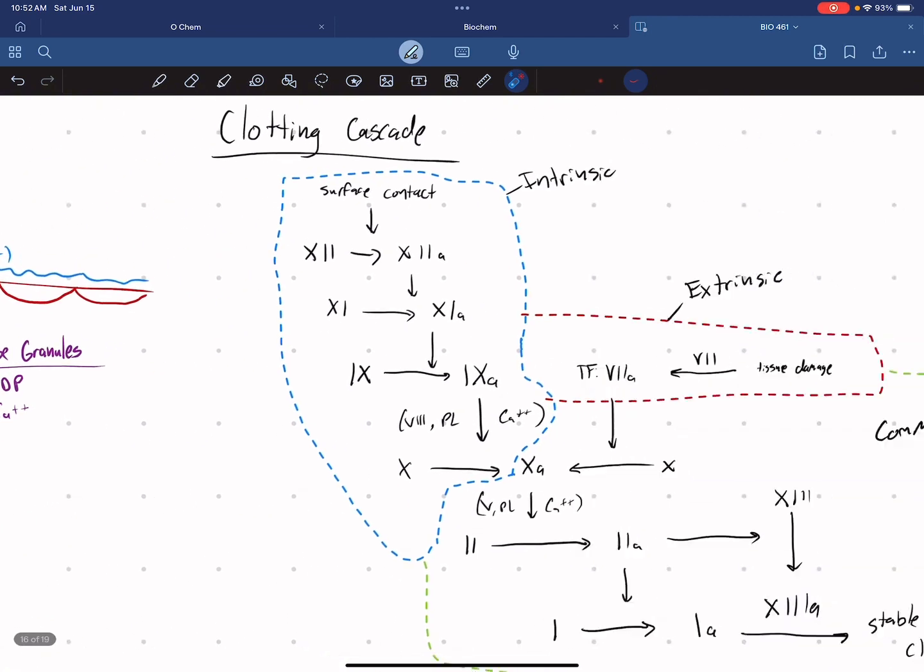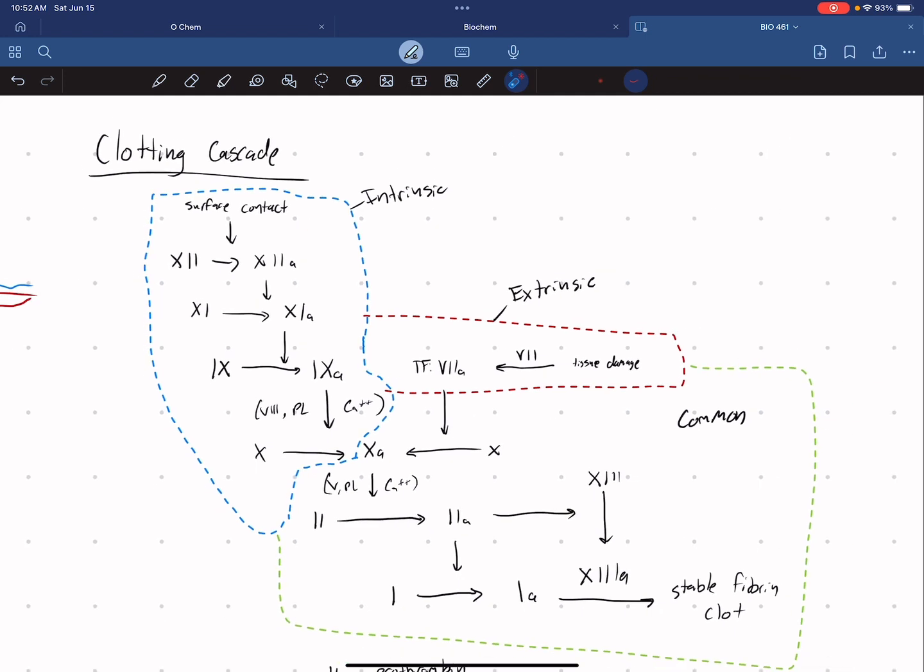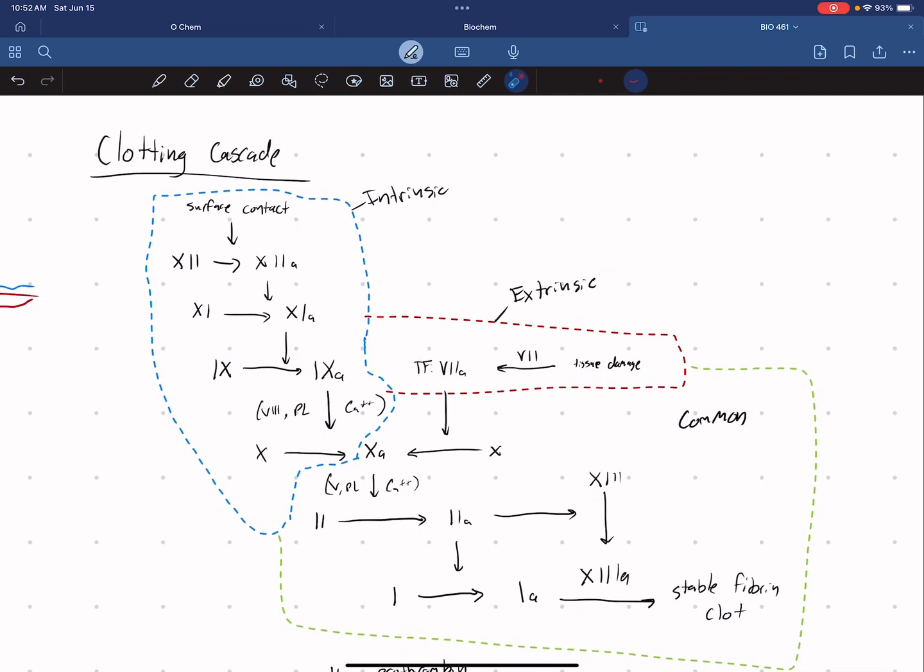So now the third and final aspect of hemostasis is what we call the clotting cascade. This is the pathway by which each one of these factors will go through the different types of clotting to establish this homeostasis. So here, if we have surface contact, this is first the intrinsic pathway, everything outlined in blue. So we'll go through this.